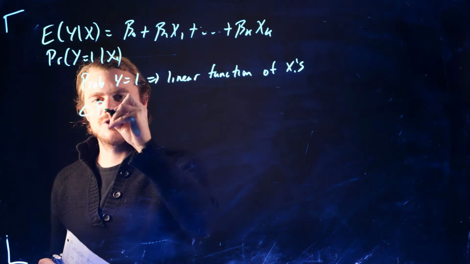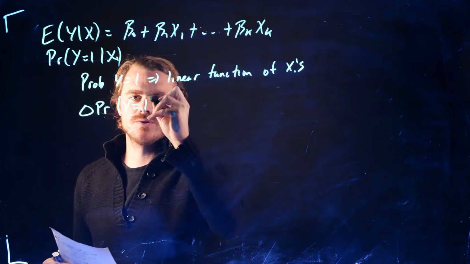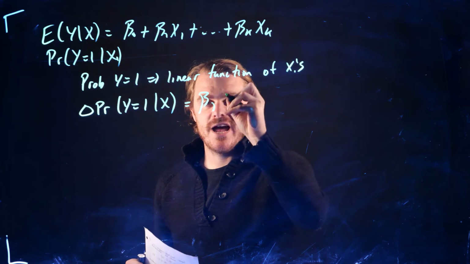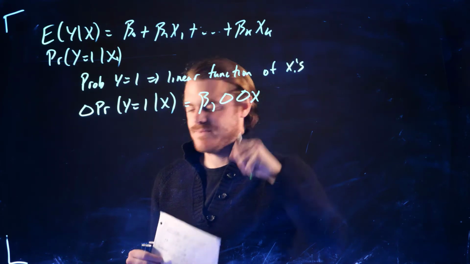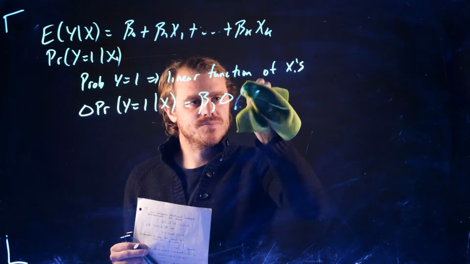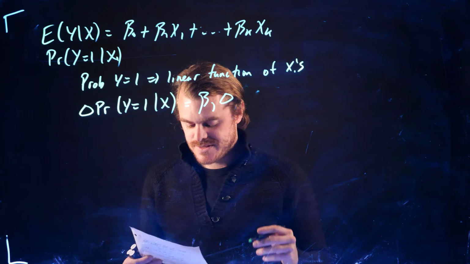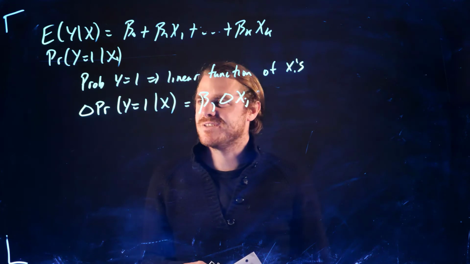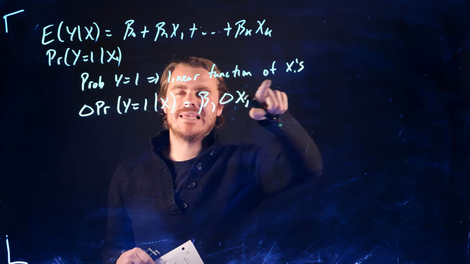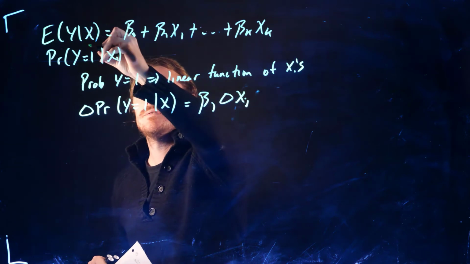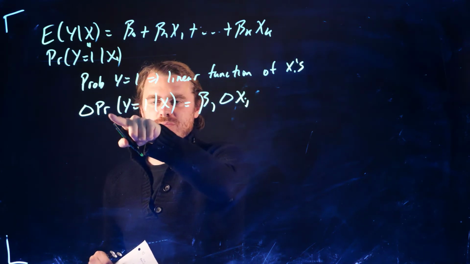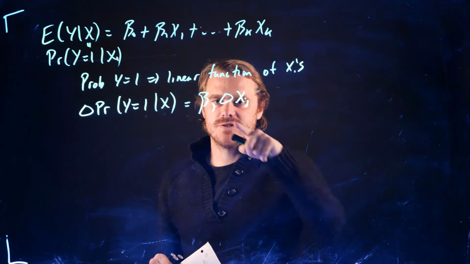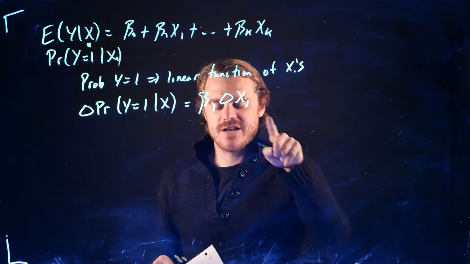So that means the change in the probability that y equals 1 given x equals beta j times the change in xj. So the probability that y equals 1 is a linear function of these x's, right? And so that means the change in probability that y equals 1 given x, if we hold all the other variables constant and these assumptions hold, is beta j times the change in xj.